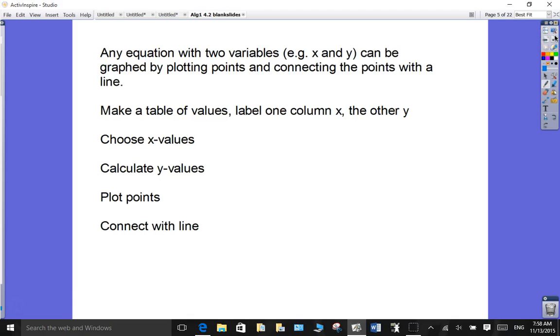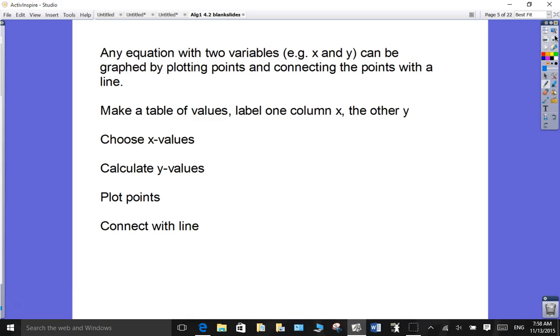So any equation with two variables, and usually it'll be x and y, but it could be other things like number of Texas congressmen versus years, can be graphed by plotting points and connecting the points with a line. Generally this is the starting point, and we use this even in Algebra 2, even in pre-calculus or math analysis. The first thing you do when you don't know anything about a function at all is make a table of values and plot some points and look at them on the graph, to see what it looks like.